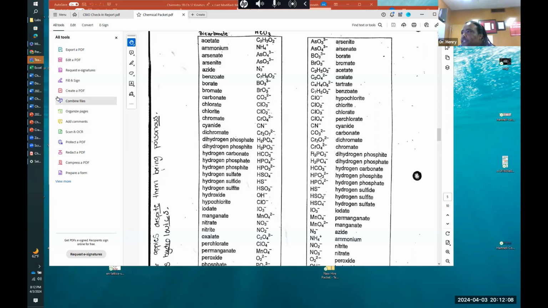So for instance, let's take a look at chlorate. Chlorate is ClO3, and it has a single minus charge. Chlorite, that ITE, is ClO2. Now I can also have one called hypochlorite, which is just going to be ClO minus. Now, what is the difference between chlorate and chlorite? Look at the chemical formula. Tell me the difference between the two.